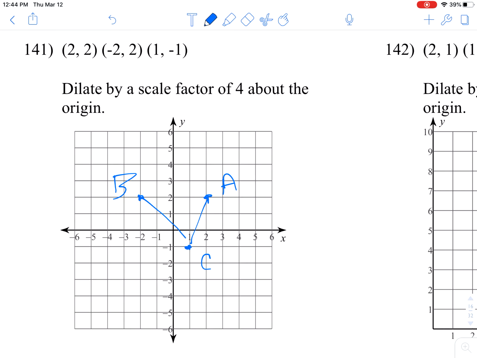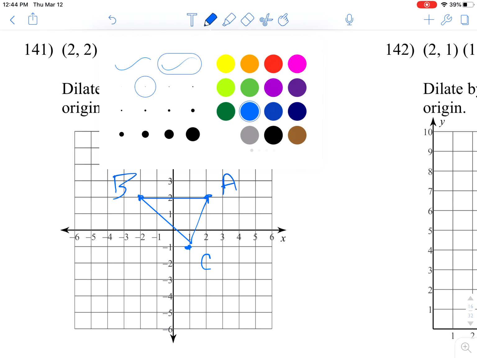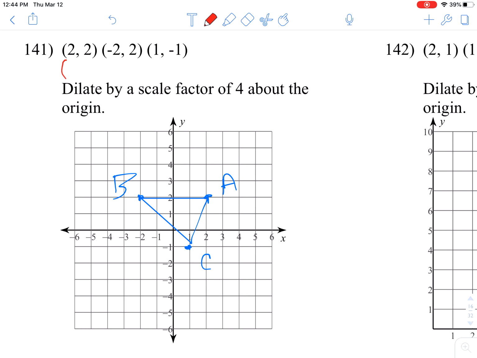And so our shape this time should get larger because we have a whole number. And so we're just going to go through and multiply by 4. So 4 times 2 is 8, still 8. 4 times negative 2 is negative 8. 4 times 2 is still 8. 4 times 1 is 4. 4 times negative 1 is negative 4. And then you go through and graph them.